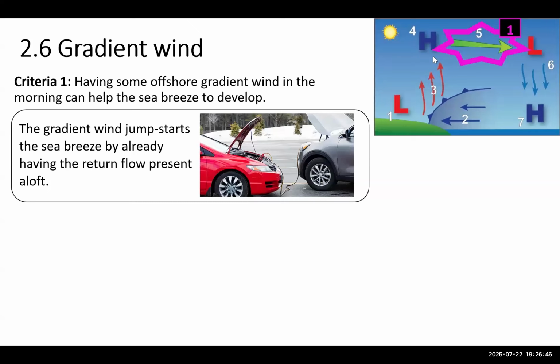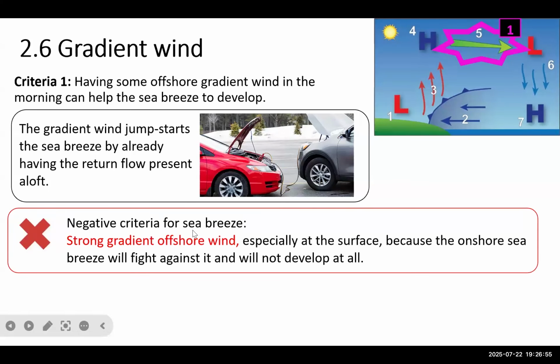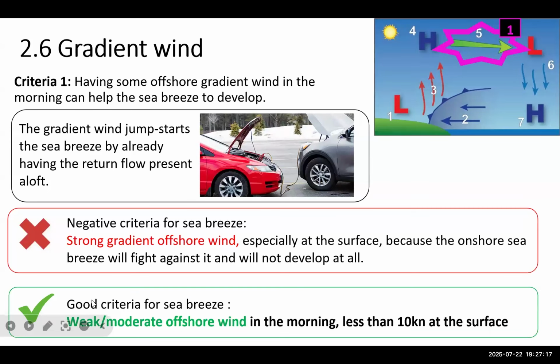As soon as the air rises, it will be pushed over the water, therefore creating the rotation in the sea breeze. So the negative criteria for the sea breeze is having a strong gradient offshore wind. Okay, if it is too strong, it will not work. And especially at the surface. At the surface, if the offshore wind is too strong, the onshore flow will fight against it and it will not win. So you will have no sea breeze. But if you've got the good amount, I would say weak or moderate offshore wind in the morning, less than 10 knots, it's usually a good criteria for the sea breeze. It's better than having absolutely no wind.